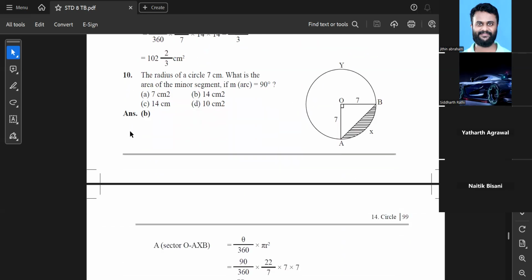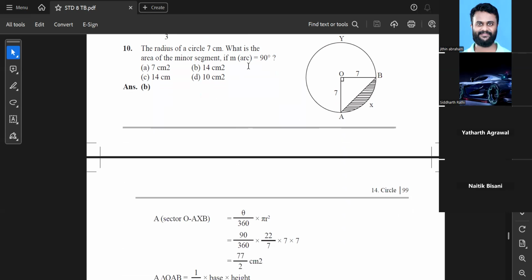Radius of the circle is 7 centimeter. What is the minor segment if measure of the arc is 90 degree? Okay. So minor segment's area is what they are asking. The measure of the arc is given as 90 degree. Now, how to find the shaded area? As you know, first you find the area of the sector and then you find the area of the triangle. You simply subtract them, you'll get the answer.